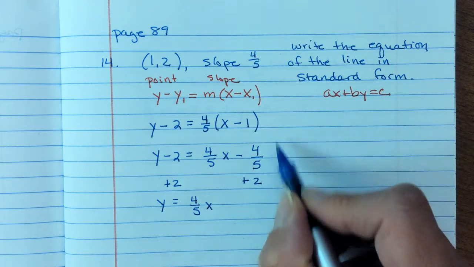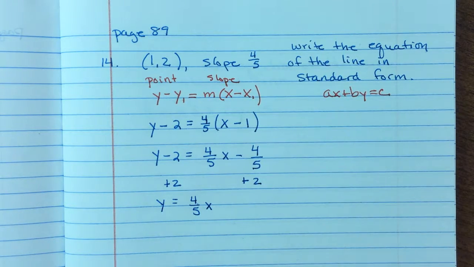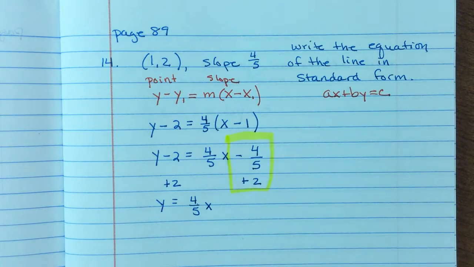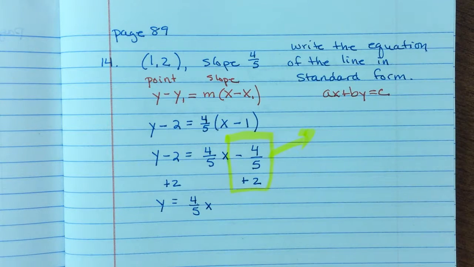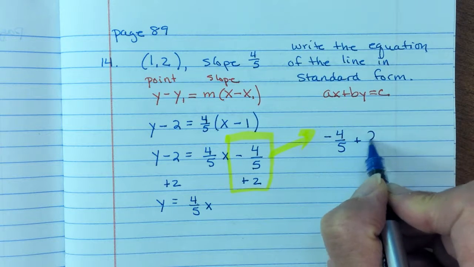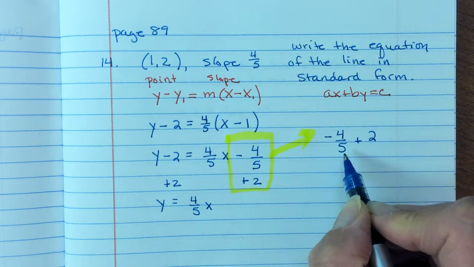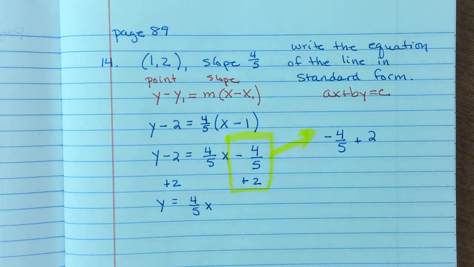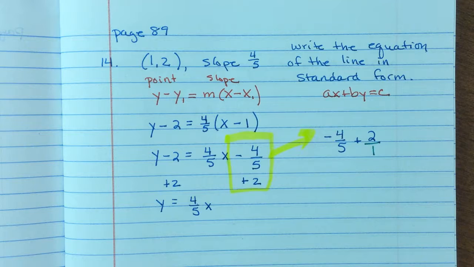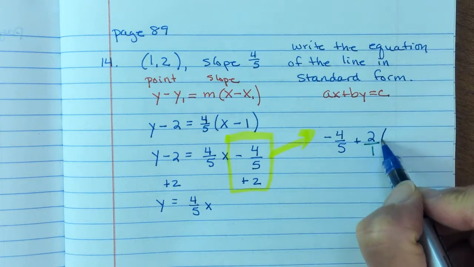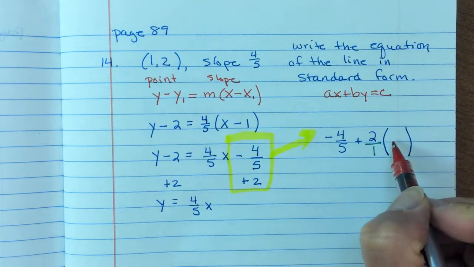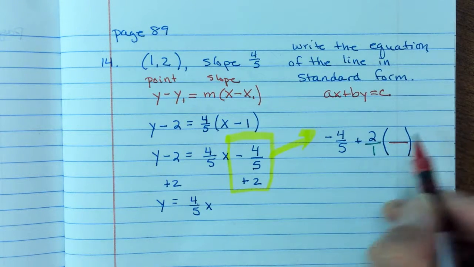So let's look at the math I'm trying to do right here. Let me highlight this for you so that you can see it a little bit better. This right here is the math I'm going to do over here. So if I have negative 4/5 plus 2, this 2 needs to have the same denominator. Right now it has a denominator of 1. But that's not going to help me. I have to multiply this by a magic number 1. And that magic number 1 is going to take the form of a fraction.